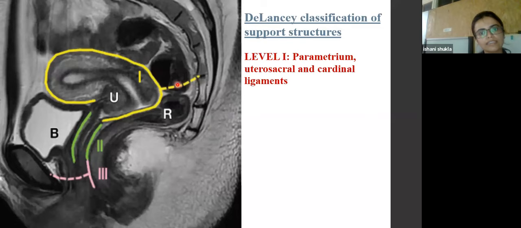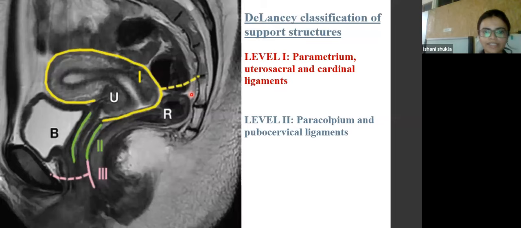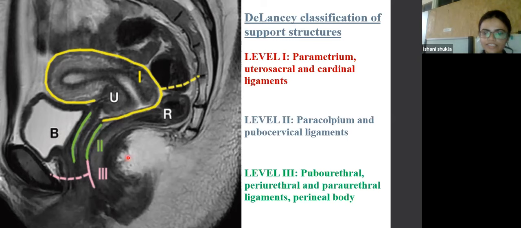The next level, level 2, is the paracolpium and the pubocervical ligaments. So this green line is level 2, which actually holds the posterior bladder wall and the middle part of the vagina. The next level is level 3, which includes the pubourethral, periurethral, and paraurethral ligaments, and also the perineal body. This pink line supports the lower part of the vagina and also part of the urethra. Thereafter, the endopelvic fascia goes to insert into the pubic bone.